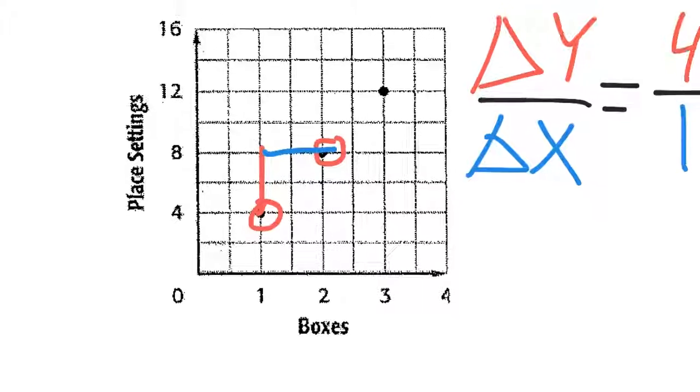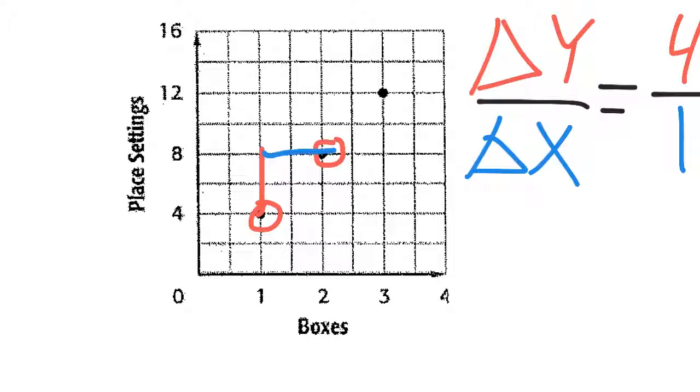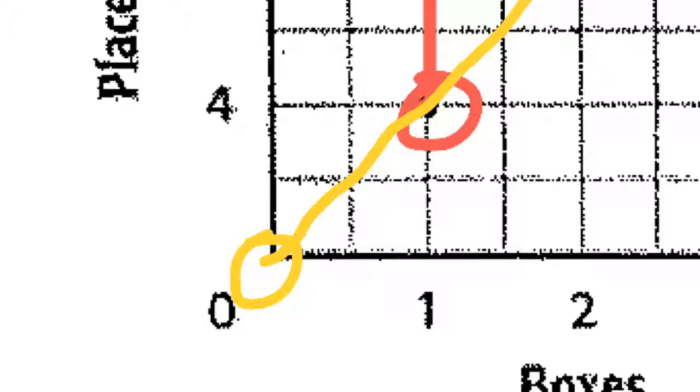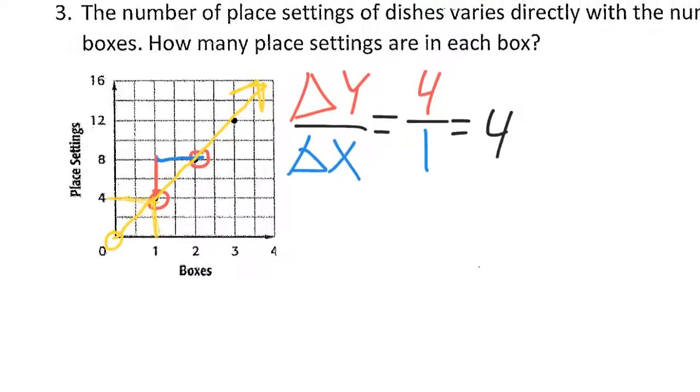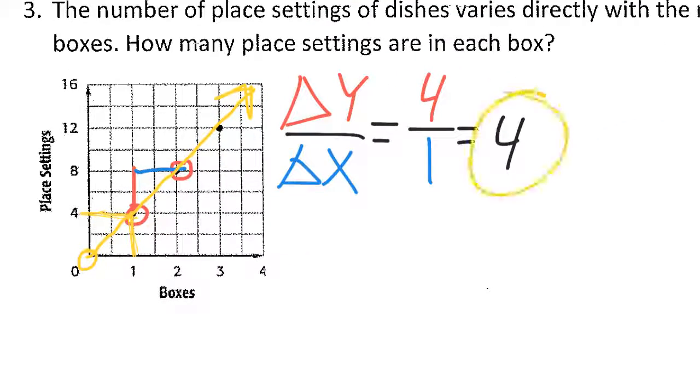Because this is a direct variation, and I know it's a direct variation for multiple reasons. If I draw a straight line through all of these, for starters, it's a straight line, and it goes through 0, 0. I can just look right here. For one box, I can see that I have 4 of the place settings, which works perfectly fine. Either way, we get 4 place settings per box.